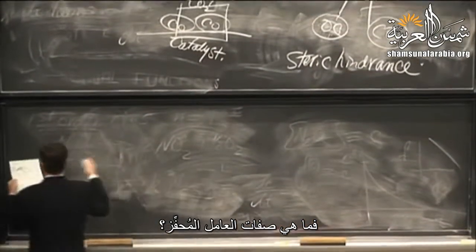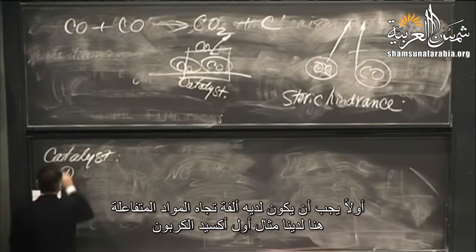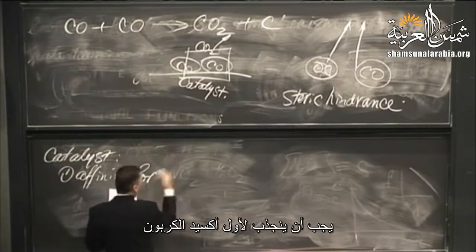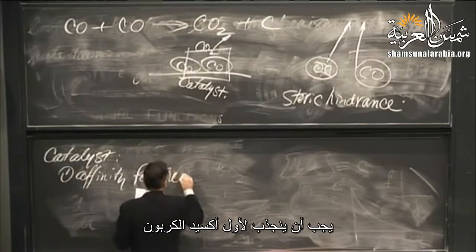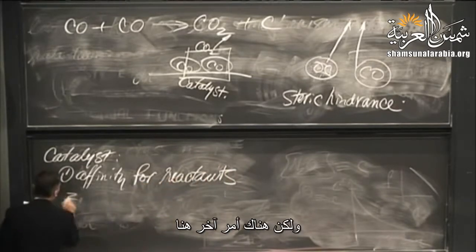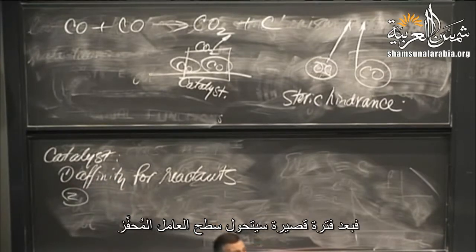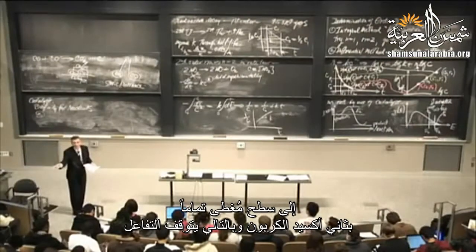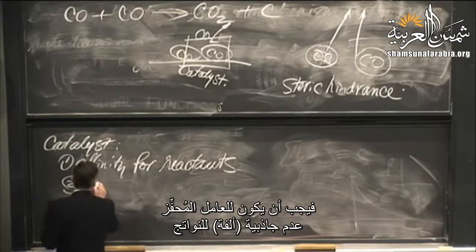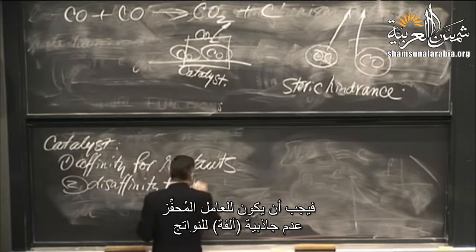So what are the characteristics of the catalyst? The catalyst needs to have the following characteristics. First of all, it has to have an affinity for the reactants, in this case the CO. It has to have an affinity for carbon monoxide, so the reactants will be attracted to the catalyst. But there's a second piece here. If the catalyst doesn't get rid of the CO2, can you see that after a very short period of time, the surface of the catalyst will be covered with carbon dioxide, and then the reaction starves. It's choked. So it has to have a disaffinity for the products.